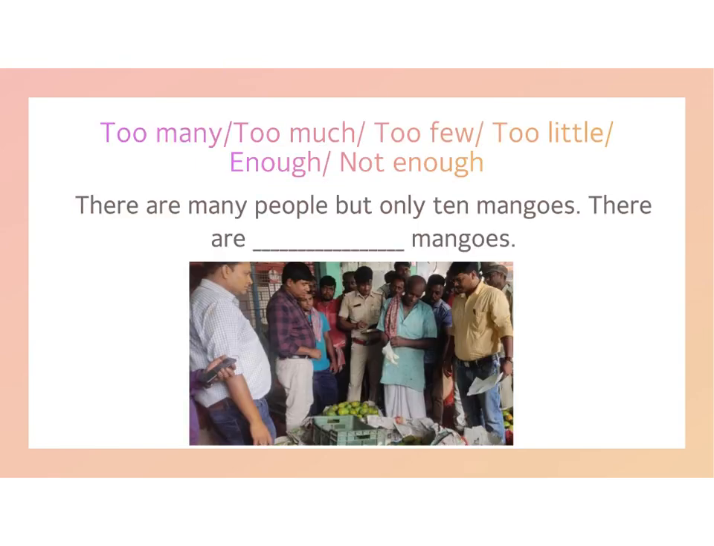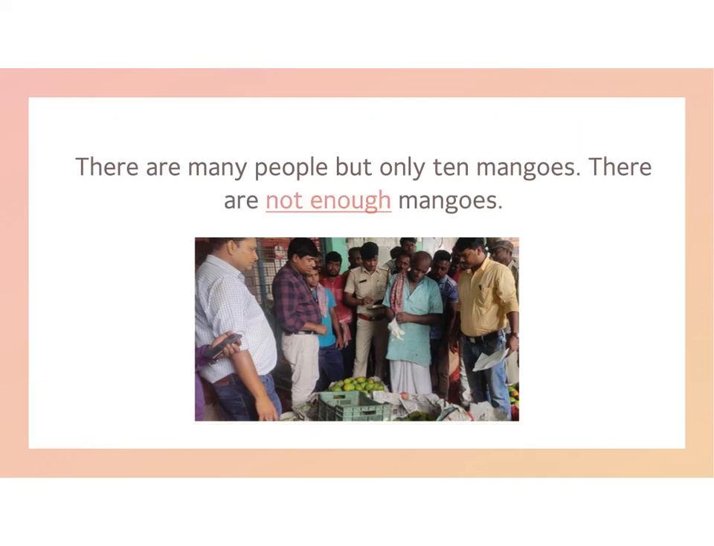Last question. There are many people but only 10 mangoes. There are mangoes. So which quantifier is used to describe the amount of mangoes? The answer would be not enough. The quantifier not enough is used to describe both countable and uncountable nouns. And also, not enough means we need more mangoes. Therefore, not enough is the best answer for this question.